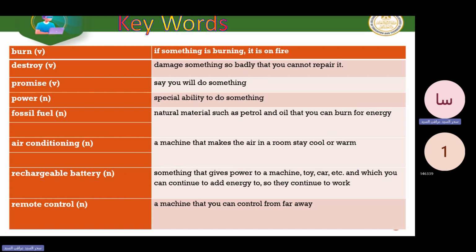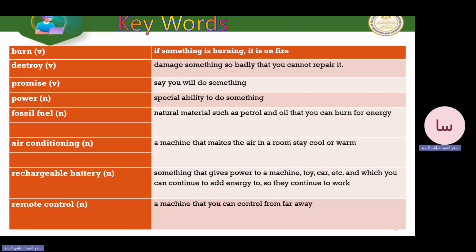Fossil fuels are natural materials such as petrol and oil that you can burn for energy. Air conditioning is a machine that we have in our homes that makes the air in a room stay cool or warm. Rechargeable battery: something that gives power to a machine, a toy, a car, and so on, which you can continue to add energy to, so they continue to work. A battery that you can recharge again and again. Remote control is a machine that you can control from far away, like a TV remote control.